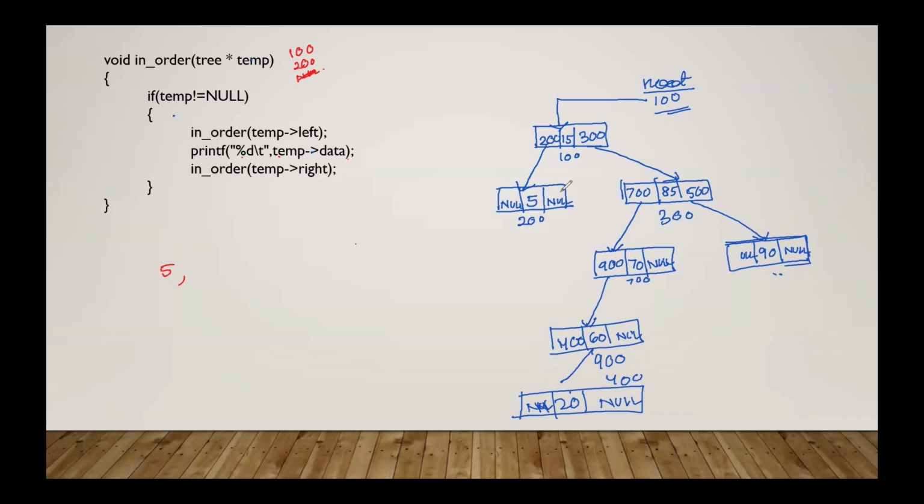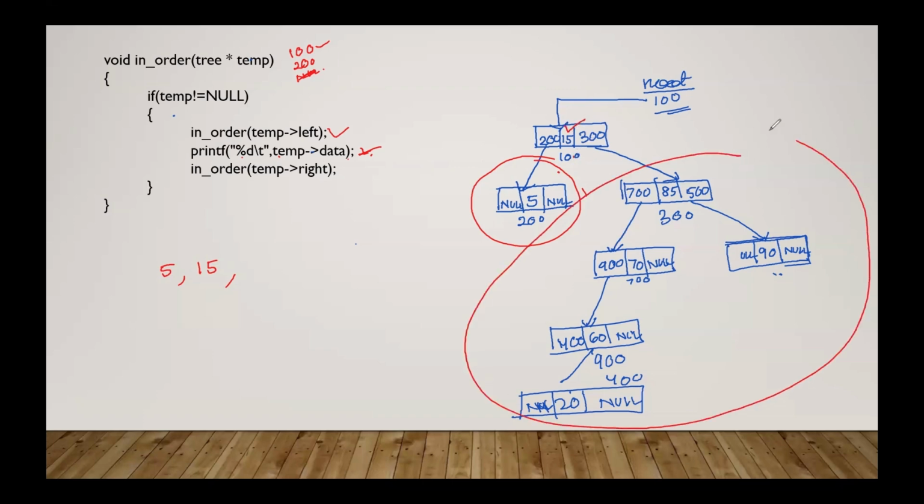Once you print, what happened? Left is already over. If we call this function, there is no left, it is null, so it prints the value. Then what happened? This value's left is completed. Once left is completed, then we have to print this one, but for this root 100, left is not completed. So again it will print which value? 15, because 100 left is completed. Once the 100 left is completed, then we have to print 15. Then we have to go to this right part.